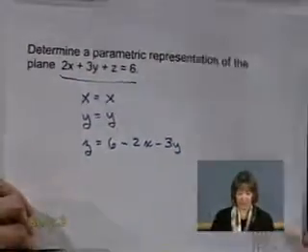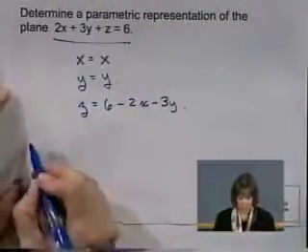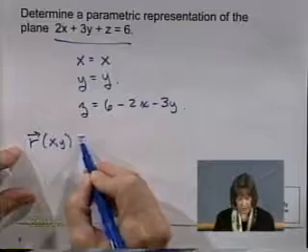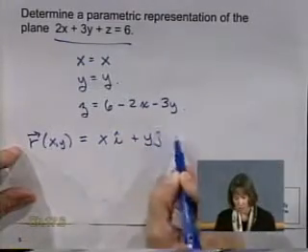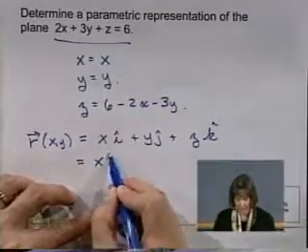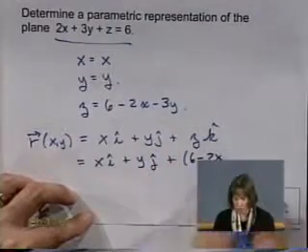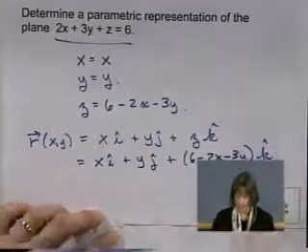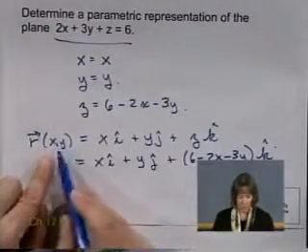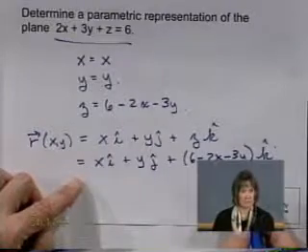Okay? Now we could write this parametric representation using vectors. My position vector, r of xy, is normally xi plus yj plus zk. But in this particular case, x is x, so it would be xi. Y is y, which is yj. And z is 6 minus 2x minus 3y, k. Okay? Notice, if you let x and y range over all the numbers from minus infinity to infinity, you would get all the points that are on the plane.